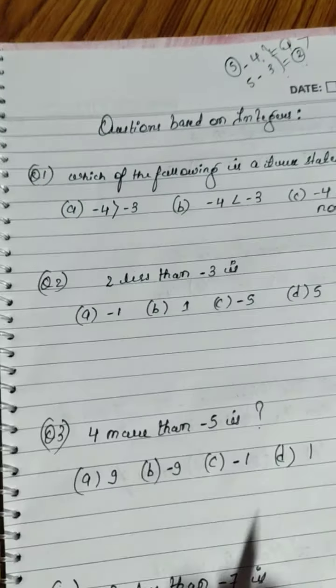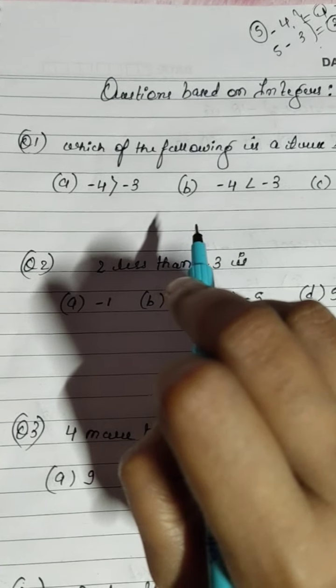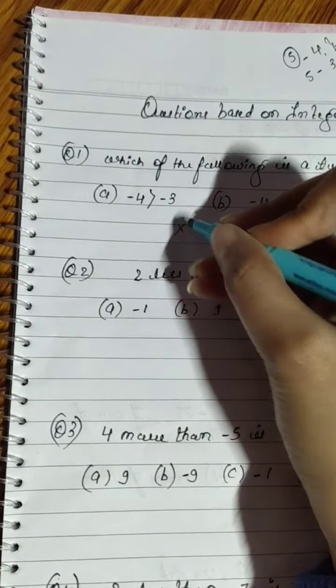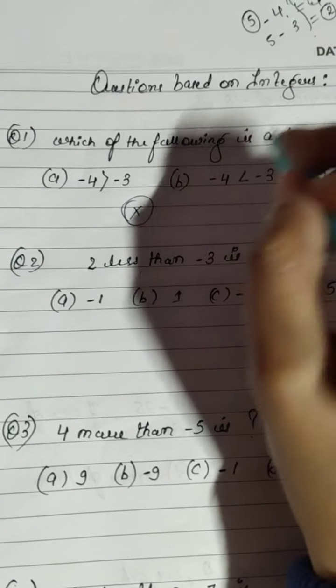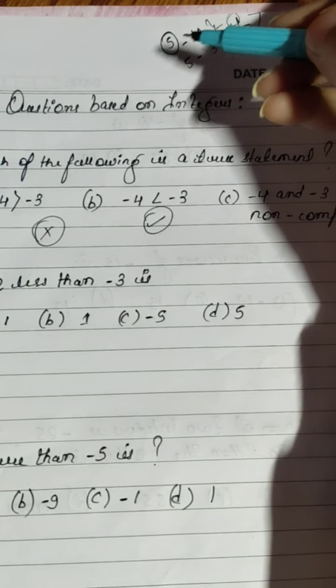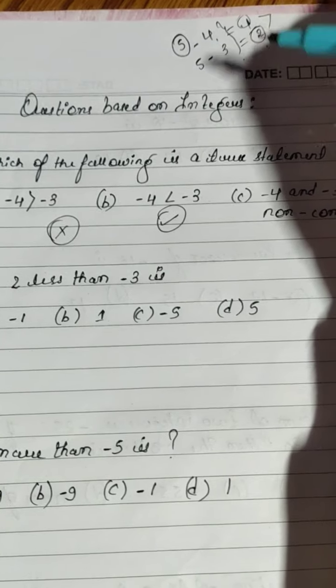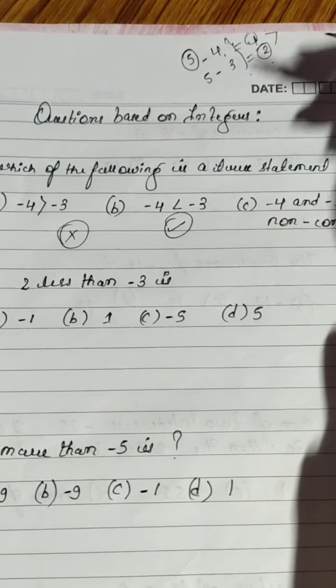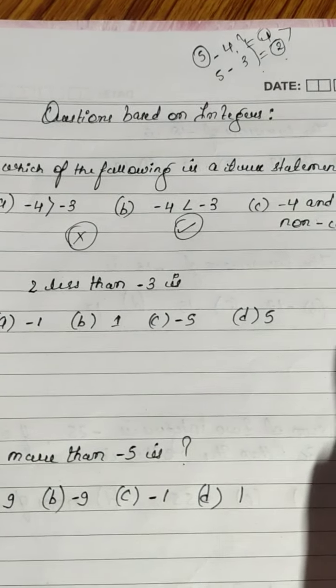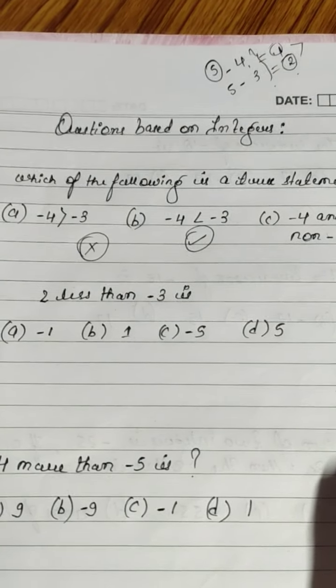So option A says -4 is greater than -3. It's not correct. This is not the right answer. -4 is smaller than -3. Yes, this option is correct, because we have seen that when we subtract 4 from 5, we get 1, which is a smaller quantity, and when we subtract 3 from 5, we get 2, which is a greater quantity. Means 2 is a greater number than 1. So option B is correct.